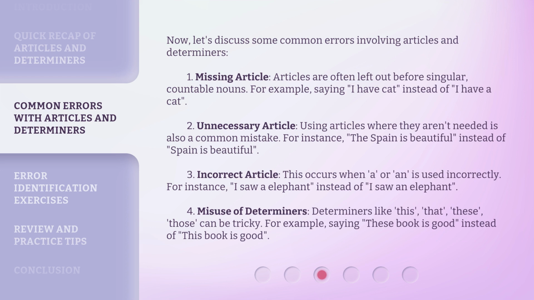3. Incorrect article. This occurs when a or an is used incorrectly. For instance, I saw elephant, instead of, I saw an elephant. 4. Misuse of determiners. Determiners like this, that, these, those, can be tricky. For example, saying, this book is good, instead of, that book is good.